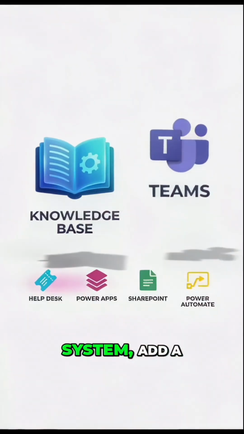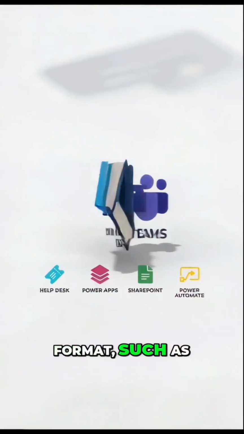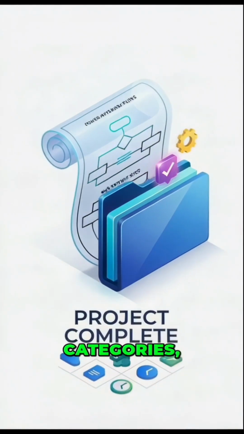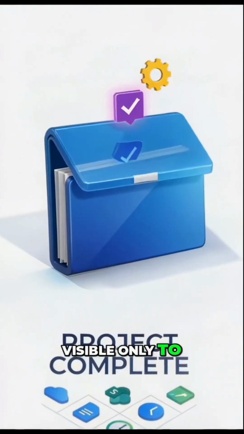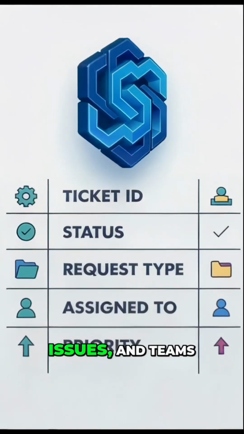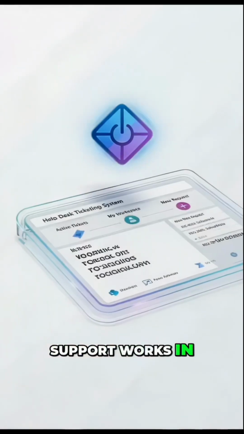To extend the system, add a ticket number format, such as HD followed by the SharePoint item ID. Add department categories, internal notes visible only to agents, satisfaction ratings after resolution, a knowledge base for repeated issues, and Teams notifications if support works in Microsoft Teams.